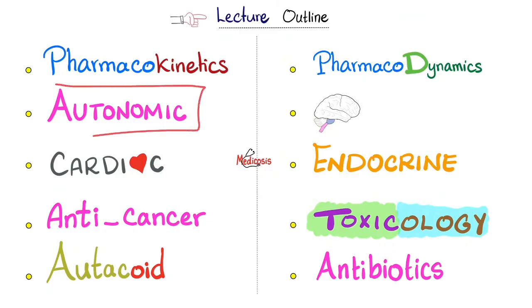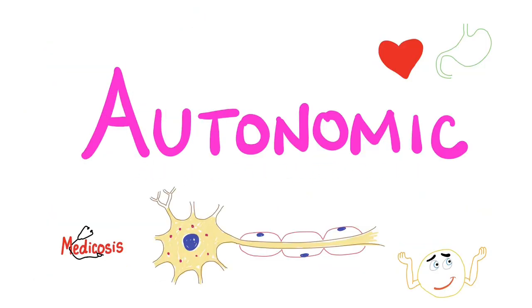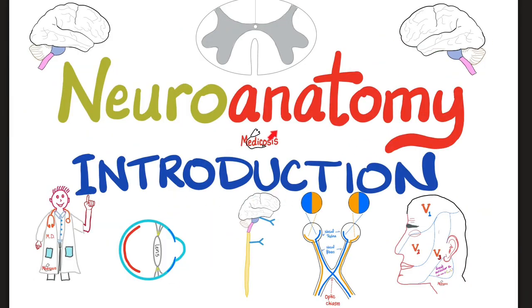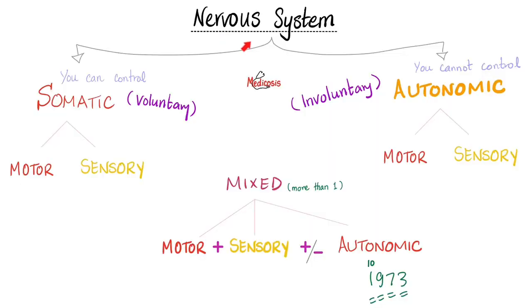Next, an introduction to the autonomic nervous system. What does autonomic mean? It means automatic. It means involuntary. Autonomic, automatic. By the way, I have an introduction video for every branch in medicine. If you have watched my introduction to neuroanatomy video, which is part of my neuroanatomy playlist, you will remember that the nervous system is divided into somatic and autonomic. Somatic means voluntary. Autonomic means automatic, involuntary. Somatic, something you can control, but autonomic, something that you cannot control. Each one is further subdivided into motor and sensory, and this is true for the autonomic as well.